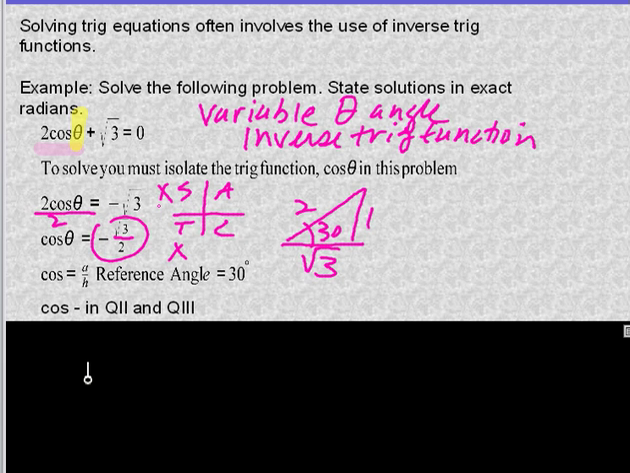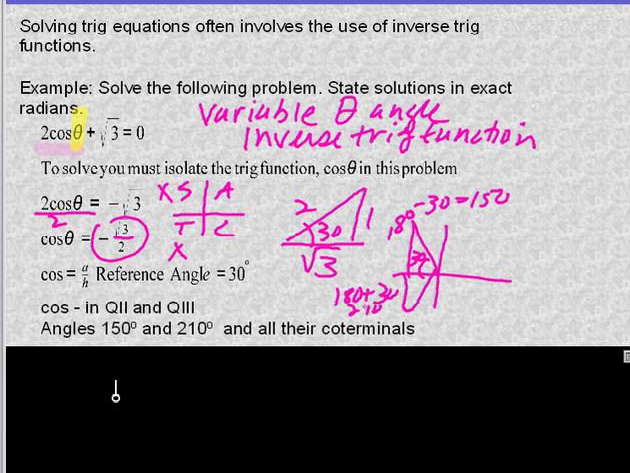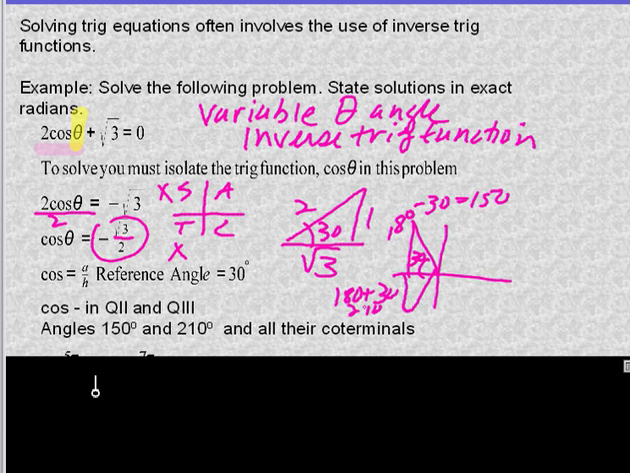So in 2 and 3 with 30-degree reference angles, this is going to be 180 minus 30, which is 150. And this is going to be 180 plus 30, which is 210. Those are our 2 reference angles. But remember, any coterminal of those 2 are also going to be solutions to this problem because they're all going to have the same ratio. So since there's no restrictions on the range here, we're going to show this by, oh, it says exact radians.